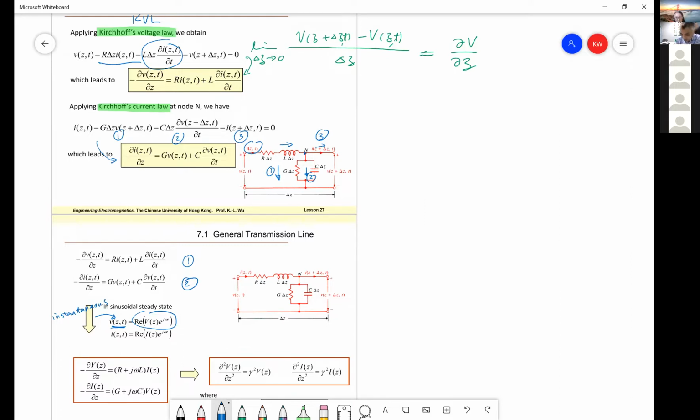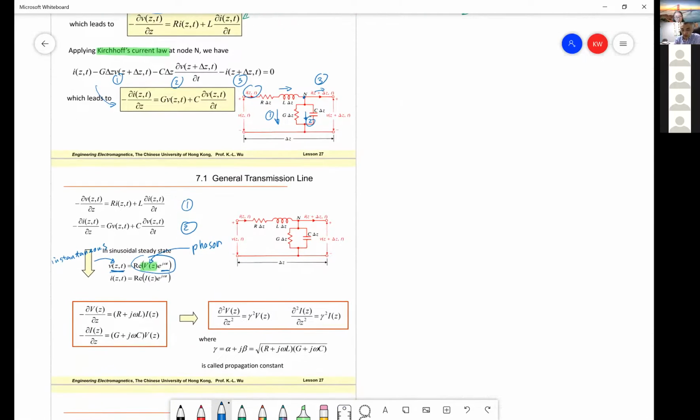Okay. This is phasor. If you convert phasor into instantaneous, easy, right? You multiply this and take a real part, same as current.